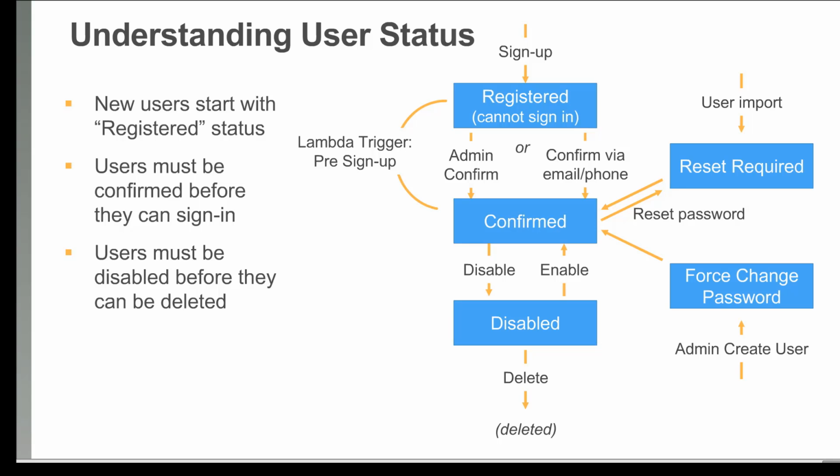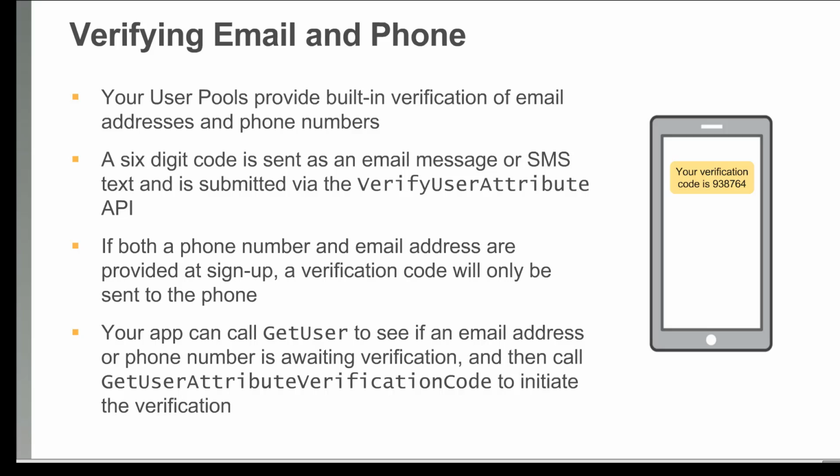And once a user is confirmed as an administrator, you can choose to disable a user, or going down, you can delete a user. And there are a couple of other statuses on the right which are useful to know. If you import a user over there in the top right, they start with a reset password status. And that means they're going to have to create a password when they first get started. Or if you use the admin create user, they start with a temporary password, but they'll be forced to change that password when they first sign in. So that's some of the user status flows that are important to understand.